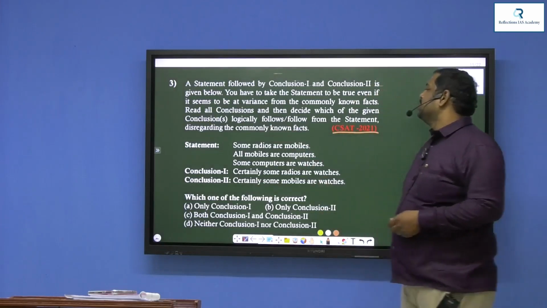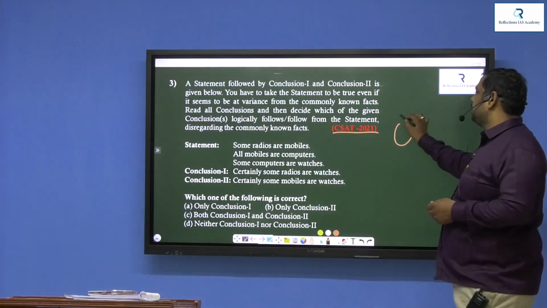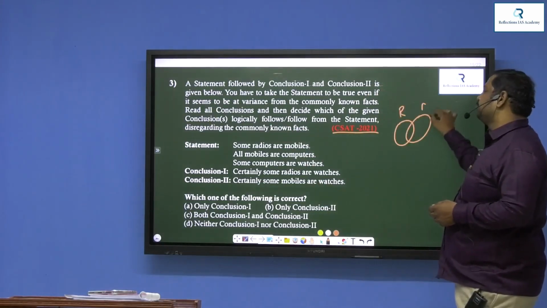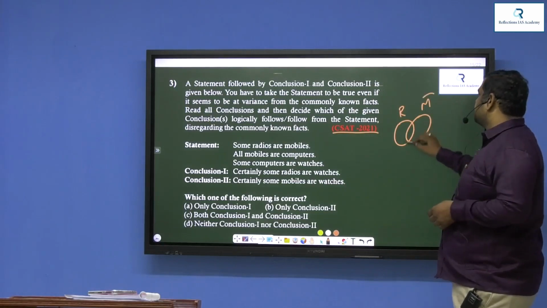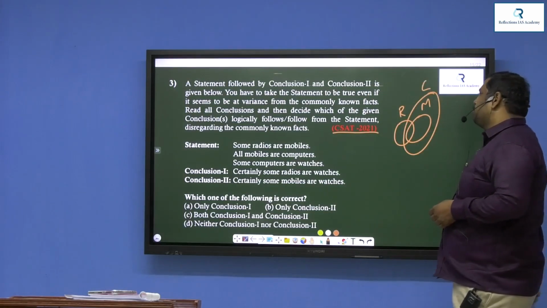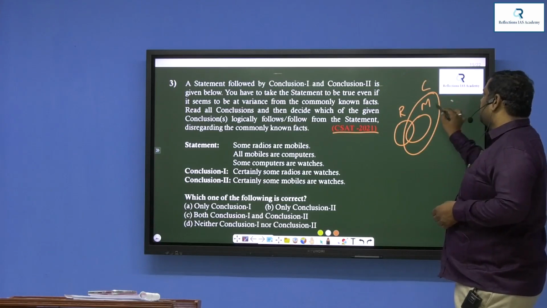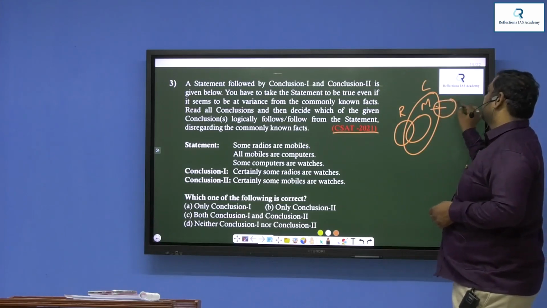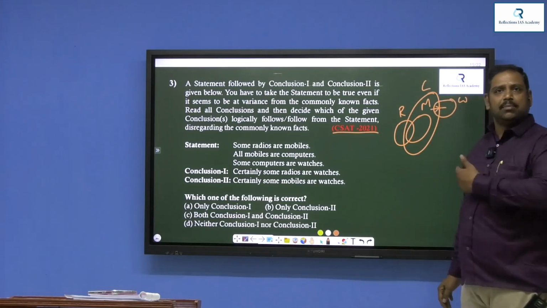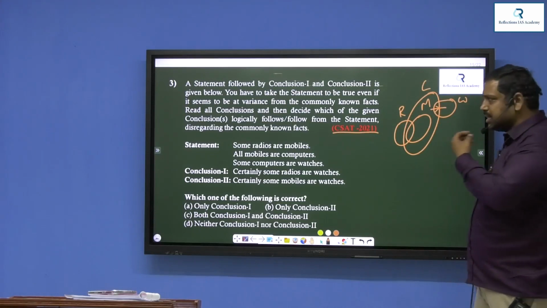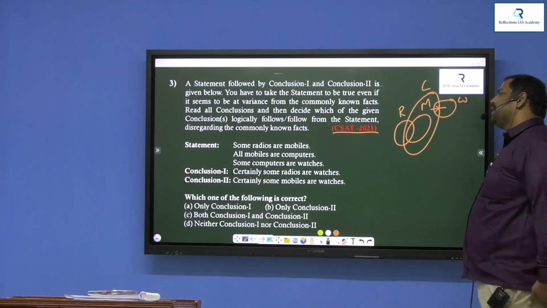Okay, good. Some radios are mobiles. All mobiles are computers. Some computers are watches. Remember that some computers are watches, not mobiles. That can be or cannot be. This is a basic diagram, right or wrong? Okay, see the first question. Certainly some radios are watches.